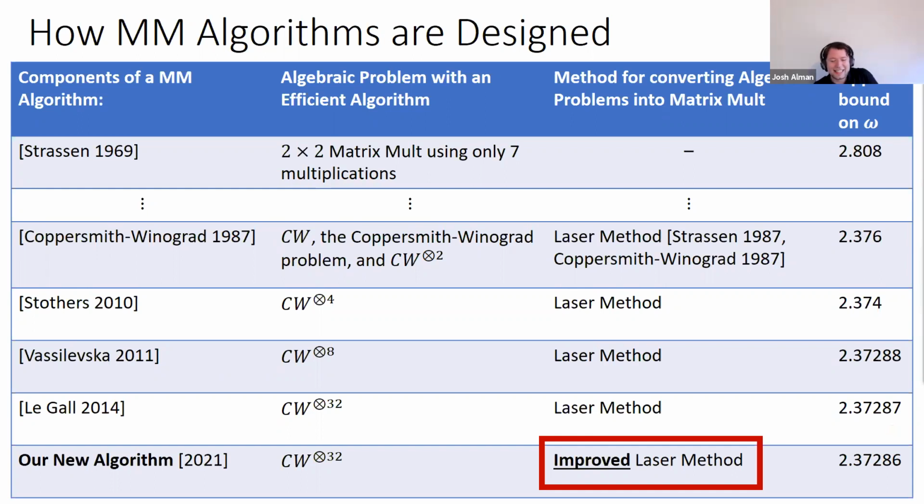But I think the interesting part of our algorithm is not necessarily the numerical improvement, but rather, the laser method is really the most general way we know to reduce between algebraic problems. And so in the future, if someone came up with a different problem other than Coppersmith-Winograd to use as the first component of a matrix multiplication algorithm, then our improved laser method would also be able to get a better algorithm out of that. So it's a generic improvement and not just specific to this Coppersmith-Winograd problem. Okay, so let me tell you a bit more about the laser method.